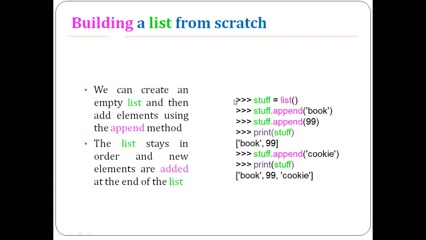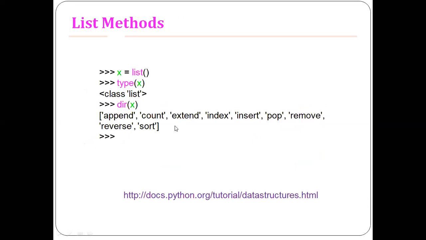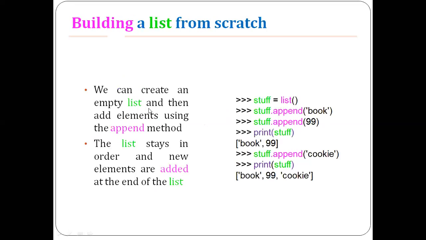Let us know how to build a list from scratch, right? We can create an empty list and then add elements using the append method. We have seen all these functions are there within the list, and you can use them to extend the existing list. The list stays in order, and the new elements are added at the end of the list, right? Even though you add an element, the existing list will be there, and the new element after insertion will appear at the end of the list.